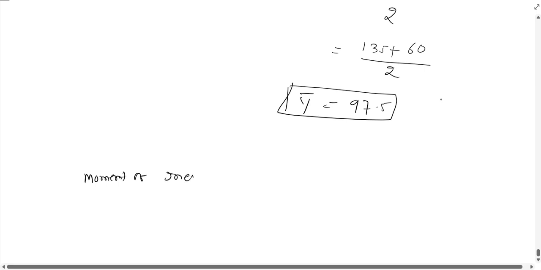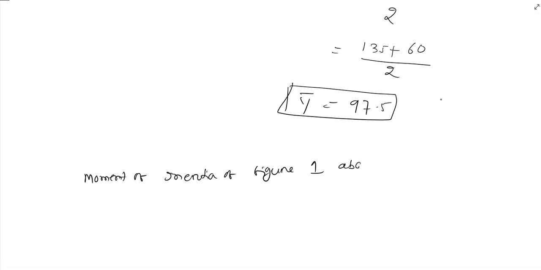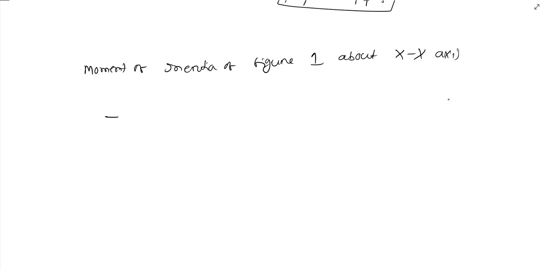Moment of inertia of figure 1 about x axis. Let I1 be the moment of inertia of figure 1. I1 equals Ig1 plus A1 H1 square. So Ig1 is the moment of inertia of figure 1 about its centroid. A1 is the area of figure 1. H1 is the perpendicular distance between the centroid of figure 1 and the centroid of the total figure, or x axis.